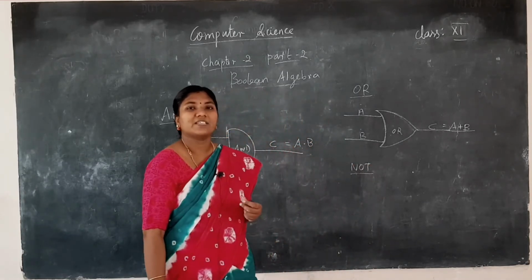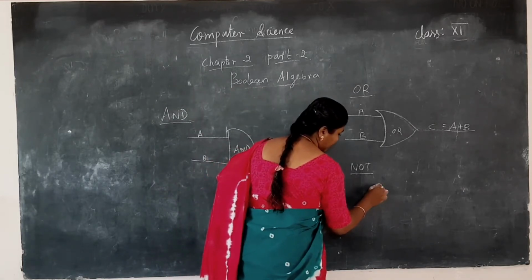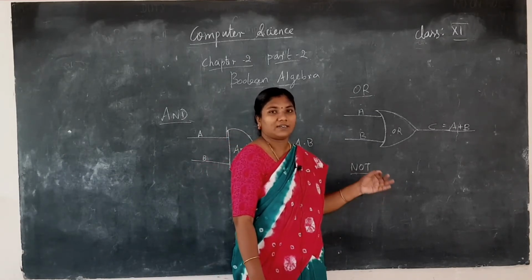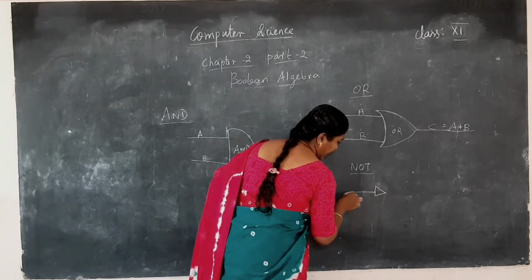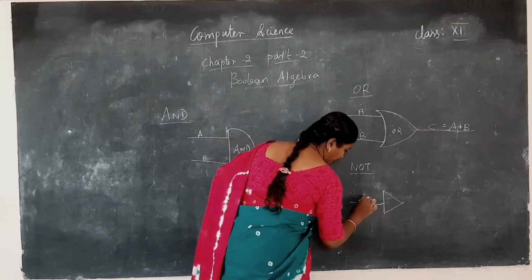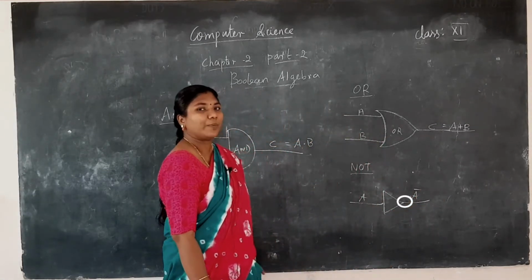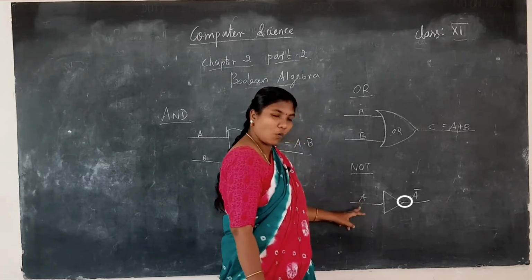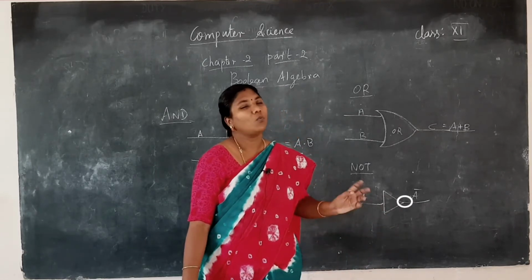Okay, so NOT we represent with a triangle and one circle only. Only one input will be given, A, and only one output will be given, A bar. So for the NOT operator we use a triangle symbol only, and only one input will be given. So what will be the output? That is A bar. 0 means 1, 1 means 0.